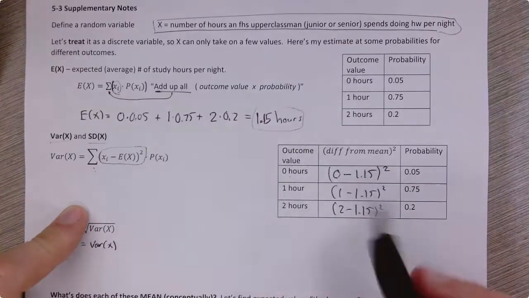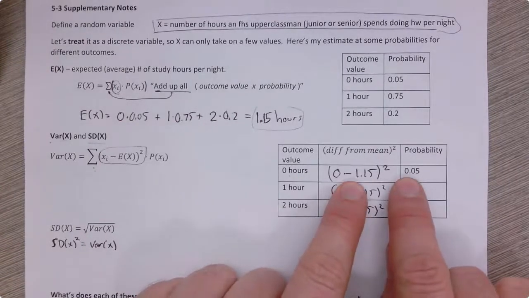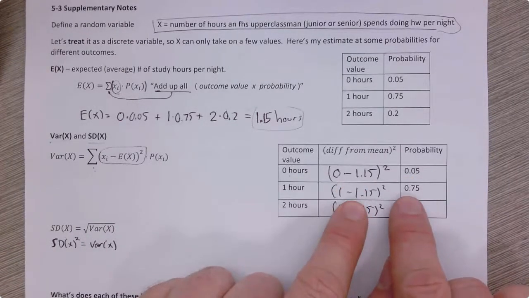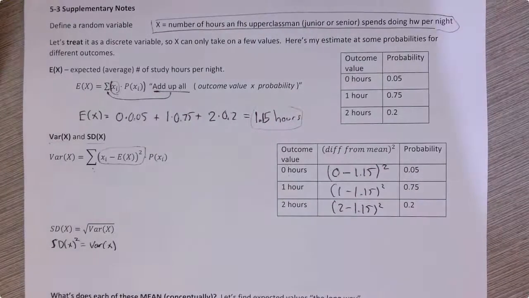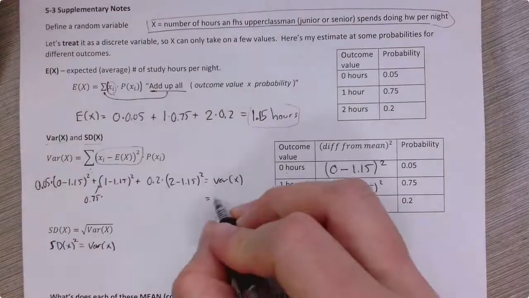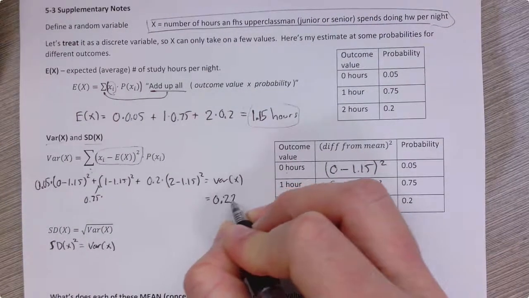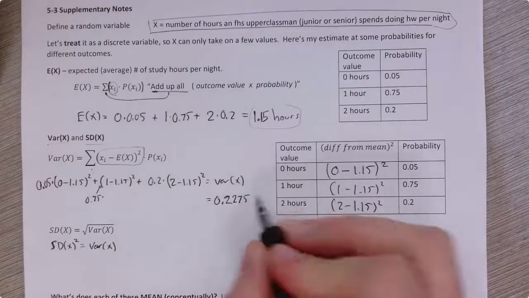So just like up here, I'm going to multiply this by that and add it to this times this and add it to this times this. So you're multiplying pairs and adding them. Here's the result you get. So I'm getting 0.2275.